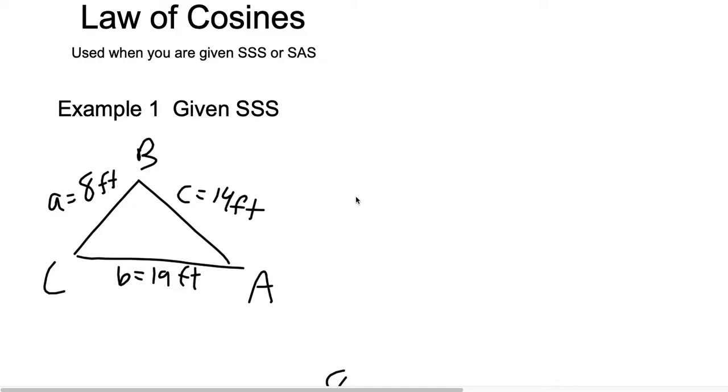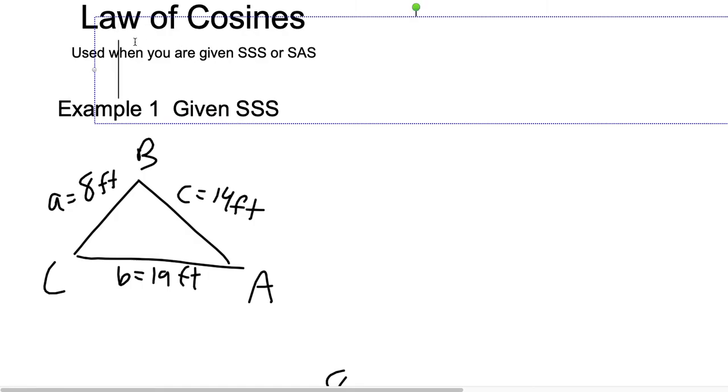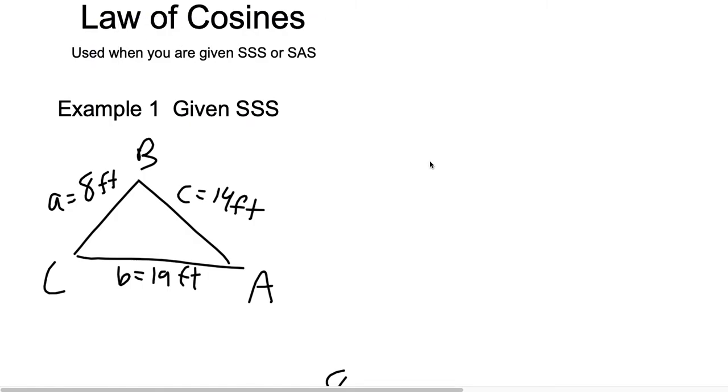All right, class, here we're going to look at law of cosines. We're going to use this when you're given side, side, side, or side, angle, side. So if you're given all three sides of a triangle, you use law of cosines. Or if you're given side, angle, side, meaning the angle is in between the two sides, then you also use law of cosines.